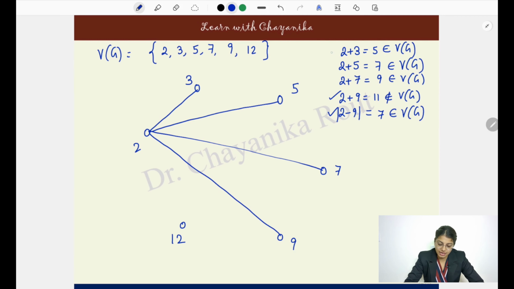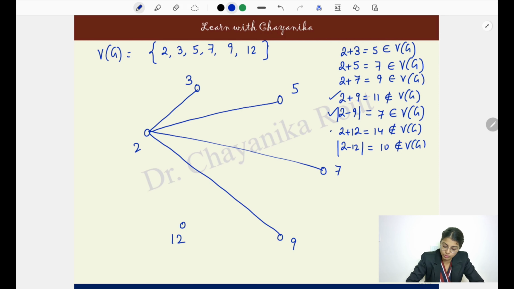Okay. In the earlier cases, I didn't check the second condition because the first condition was already satisfied. That's the reason. So next, between 2 and 12, their sum is 14, that does not belong to the vertex set. So we move to check the next condition. 2 minus 12 modulus, that is 10, it also does not belong to VG. Now when both the conditions are not satisfied, that means these two vertices will not be made adjacent. So there will be no edge between 2 and 12. So we are done with every pair that can be created with the vertex 2.